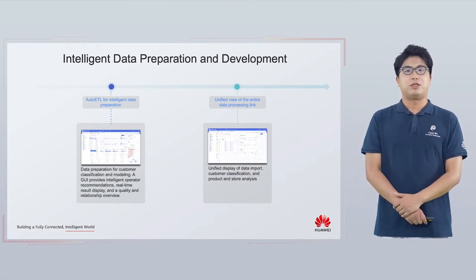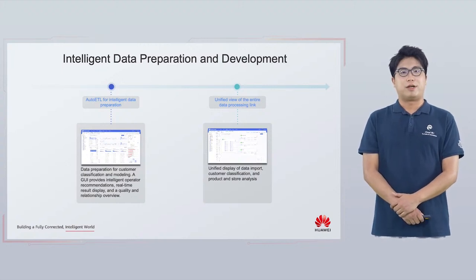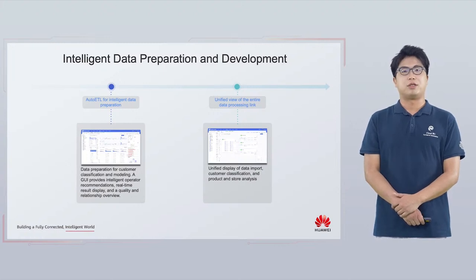After data is imported into the lake, users can make preparations and develop data in no-code mode. This module has 2 major features. First, it provides automatic ETL, which can be used to prepare for modeling, for example, modeling for classified customers. It recommends operators intelligently, displays results in real time, and provides a quality and relationship overview on the UI. Second, it provides a unified view of the entire data processing link to display different data models.